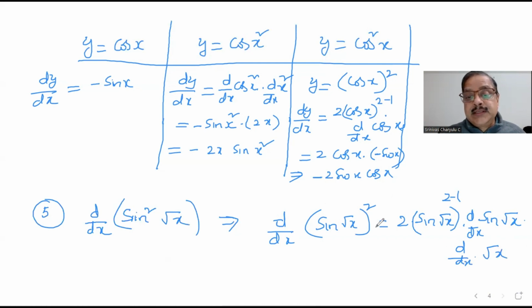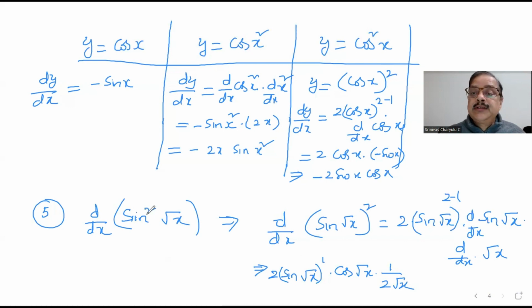Please remember this clearly. First, for sin root x whole square, we write 2 into sin root x whole to the power of 2 minus 1. That is the power. Next, you differentiate sin root x, then you do root x. So how will these come out? First, this becomes 2 sin root x whole to the power of 1. Then d by dx of sin root x becomes cos root x. d by dx of root x becomes 1 by 2 root x. So this is the final answer.